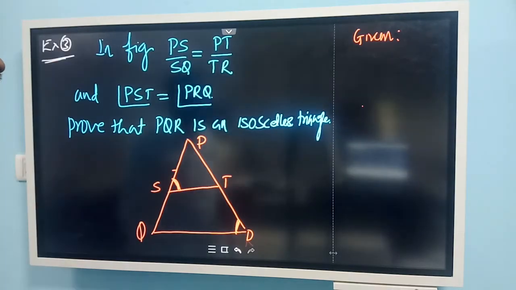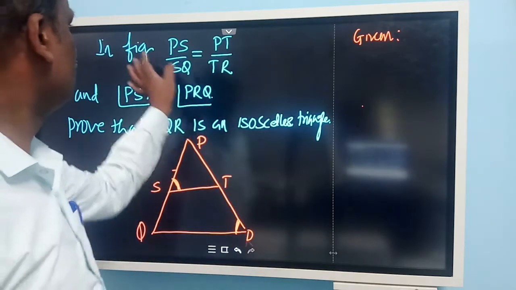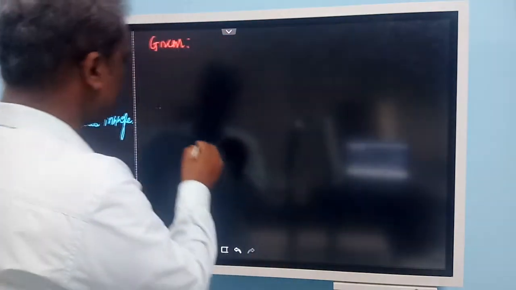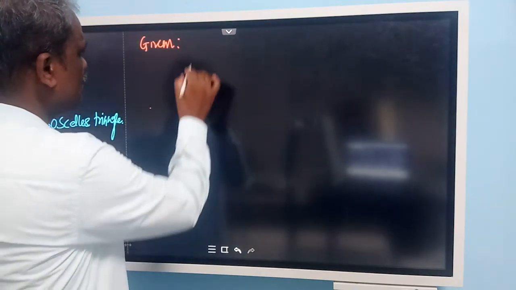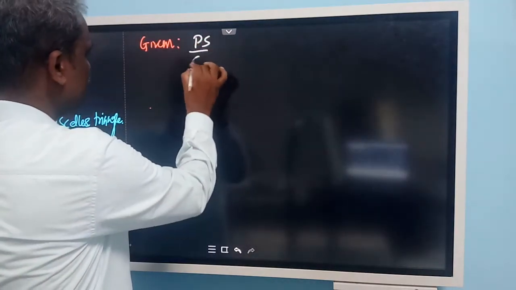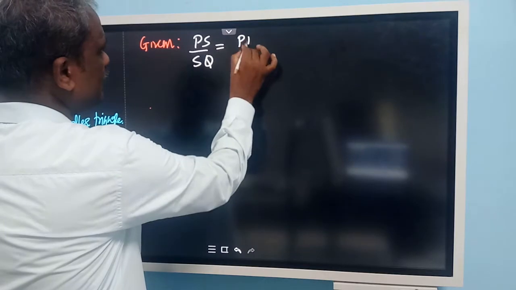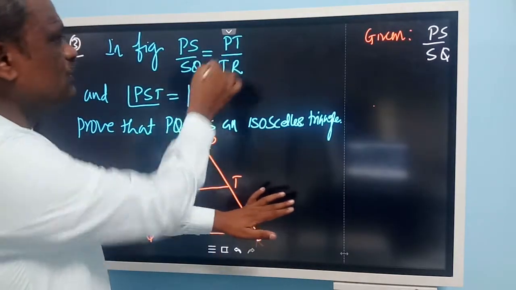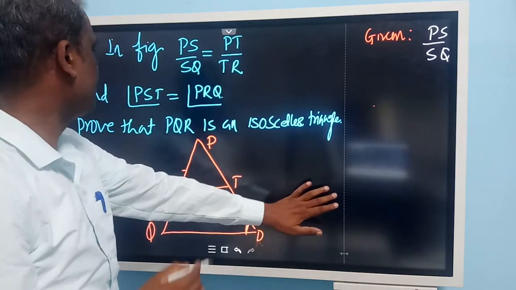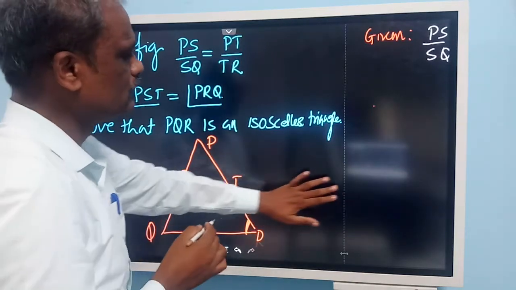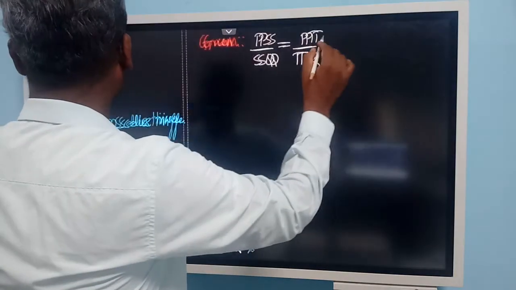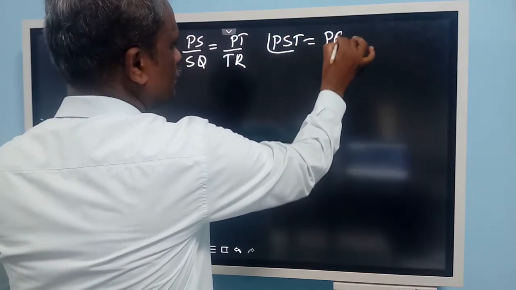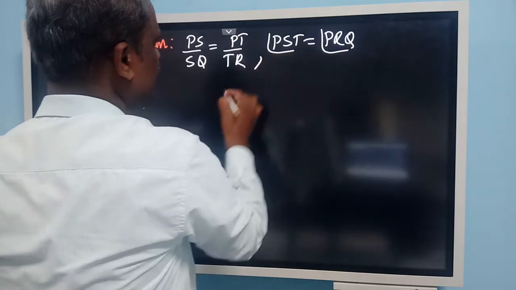Again, here what is given in this question? In the figure, PS by SQ is equal to PT by TR. That is given, so you write down this. PS by SQ is equal to PT by TR. So this is the data given. And again, angle PST is equal to PRQ. So these two data are given.